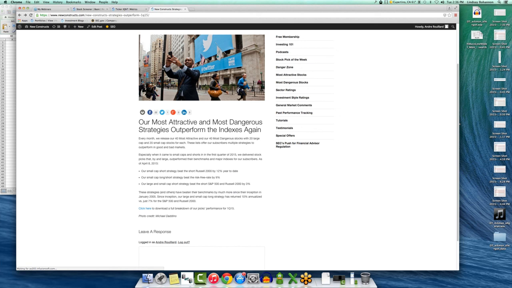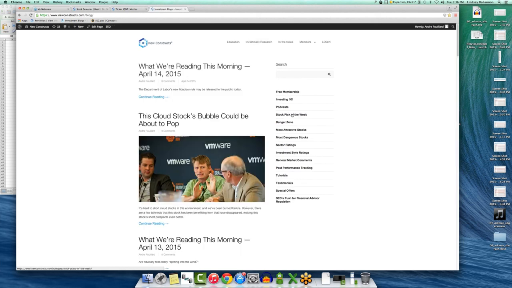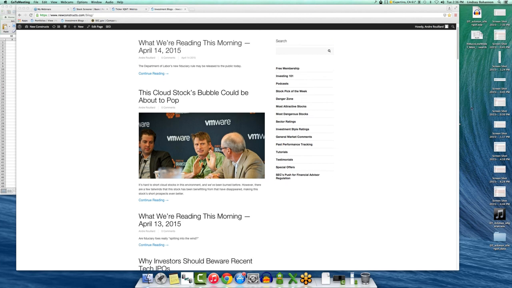We've done some performance tracking of the picks that are here on the blog. So we have long and short picks, we have long picks, stock pick of the week, and then we have short picks, danger zone. And we did some tracking of those recently. We haven't published that information yet. But we can certainly send that information to you, or we can actually publish that online, because I think most of our short picks underperformed, and most of our long picks certainly outperformed. So because there's interest in that data, we'll look into publishing that in the near future.